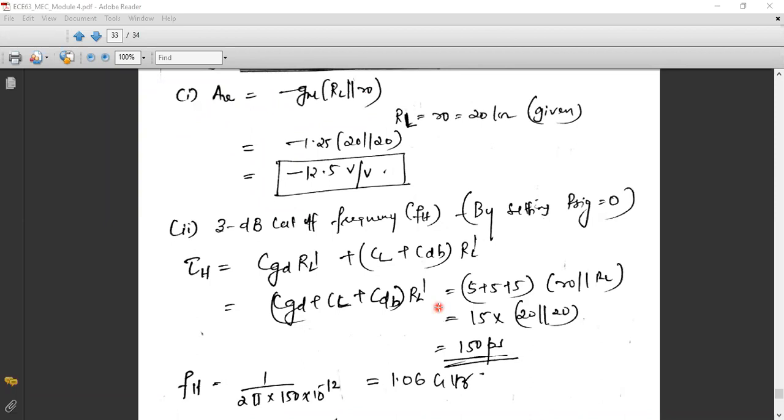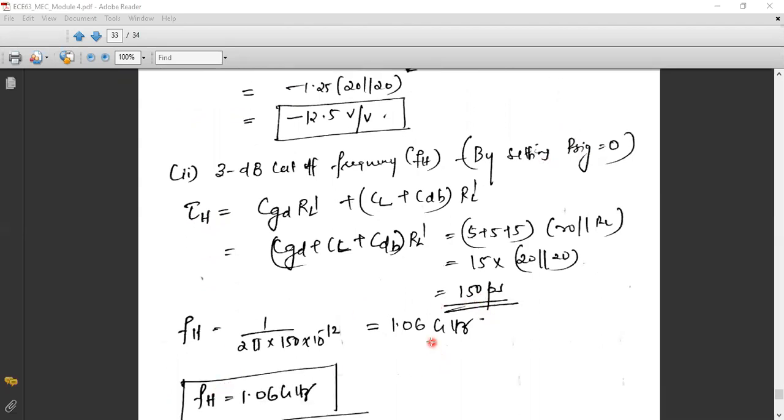That is, from case A, it is understood that even if we increase the gain, the bandwidth has no effect. Still, the bandwidth has increased. But we will see whether case B, that is neglecting the resistance RSig, will have some effect on gain and bandwidth. That we're going to check now. So neglecting RSig will get you the value of tau h as 150 picoseconds. So from that you can calculate FH. It is 1.06 gigahertz.